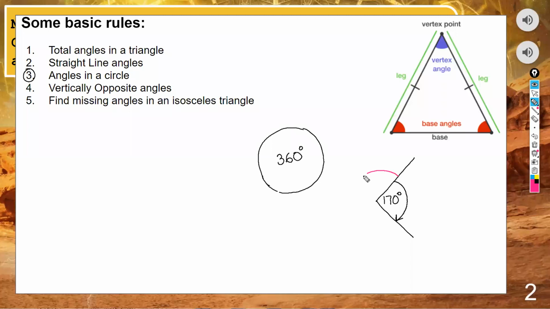How much would be the remaining angle? You notice the pink angle together with the black angle will give you how much? 360, all right?